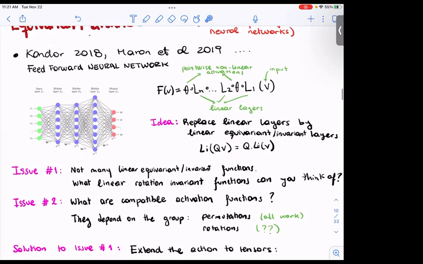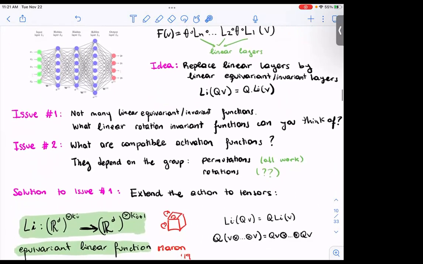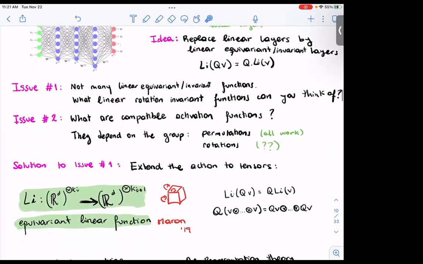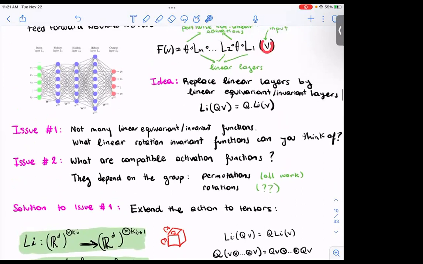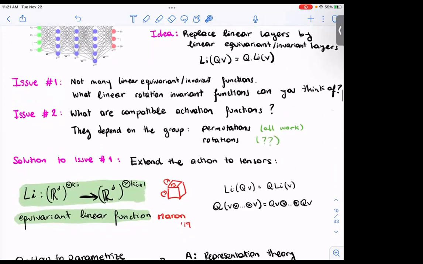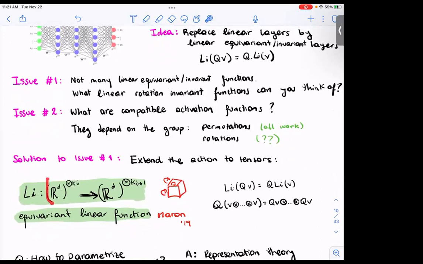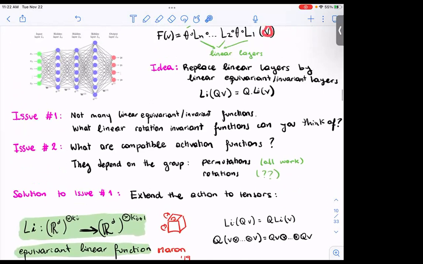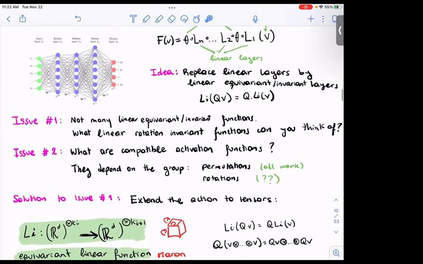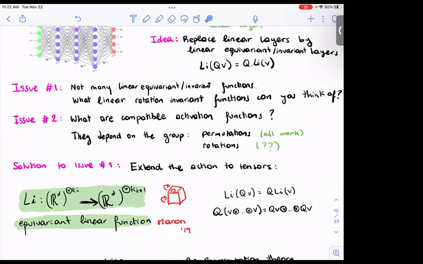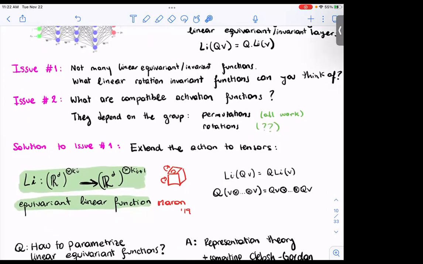So then what they say is, actually, what we are going to do is extend this action to tensors. Instead of working on just vectors, I'm going to apply this model to take tensor inputs. So tensorize my input vector, make it a tensor of this vector with itself k times. And then at each layer, instead of having one vector, I have a tensor, which is very easily implementable with PyTorch and TensorFlow.